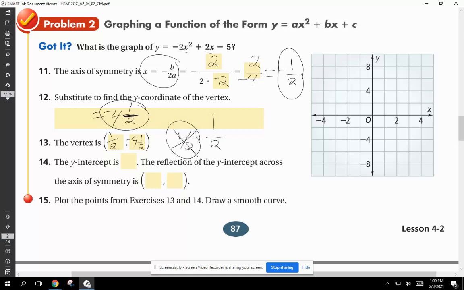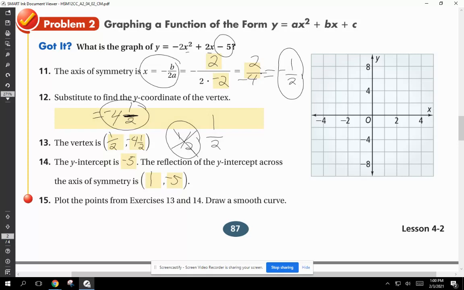The y-intercept is what? -5. It's right here. The reflection of the y-intercept across the axis of symmetry is, so what is that? It's -1, -5. So now we're going to draw it.